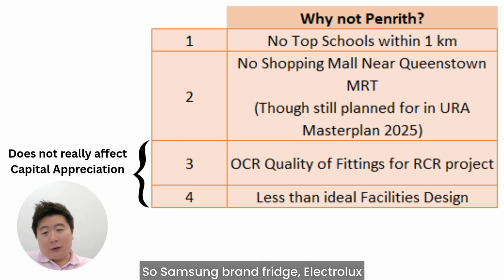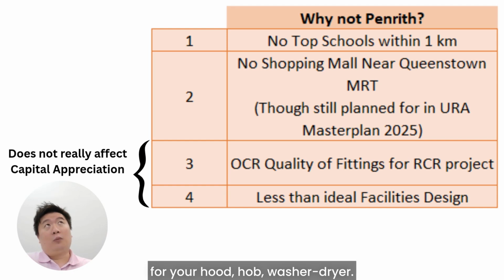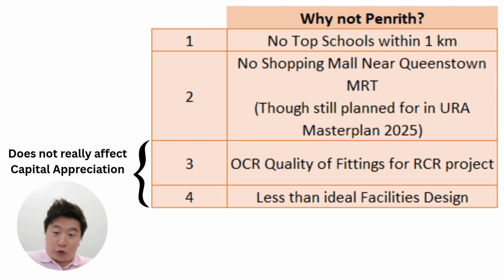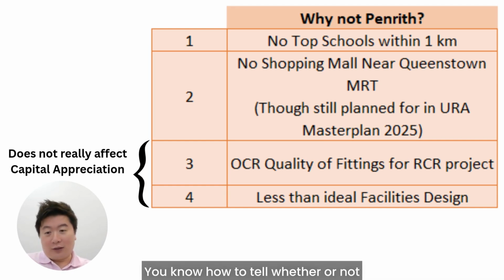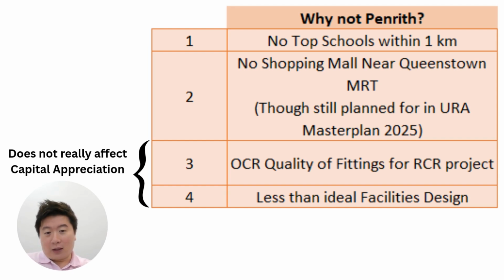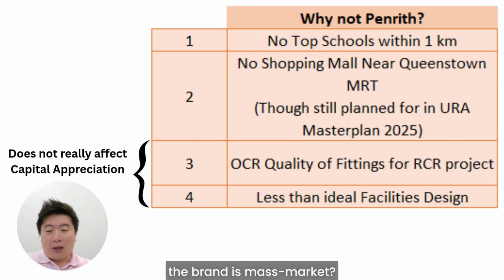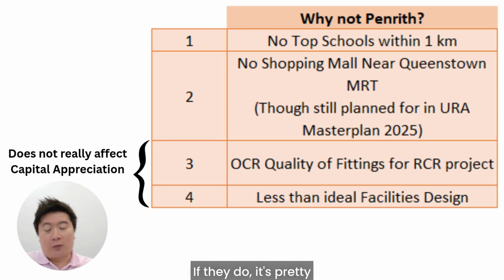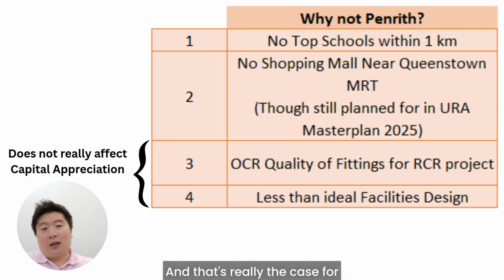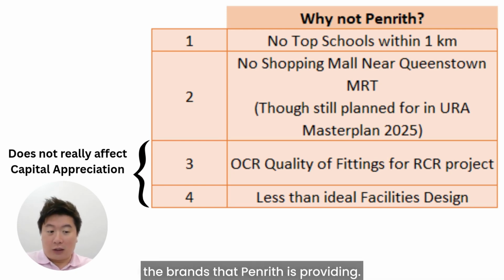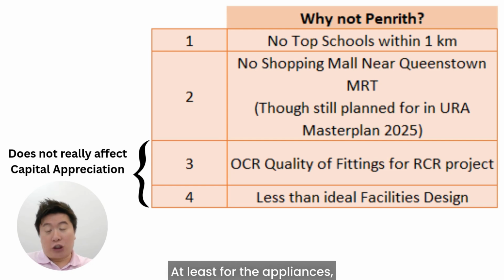So Samsung brand fridge, Electrolux for your hood, hob, washer, dryer. You know how to tell whether or not the brand is mass market. You Google it and see whether Shopee listings or any other e-commerce listings pop up. If they do, it's pretty much mass market, and that's really the case for the brands that Penrith is providing. At least for the appliances, the kitchen stuff.